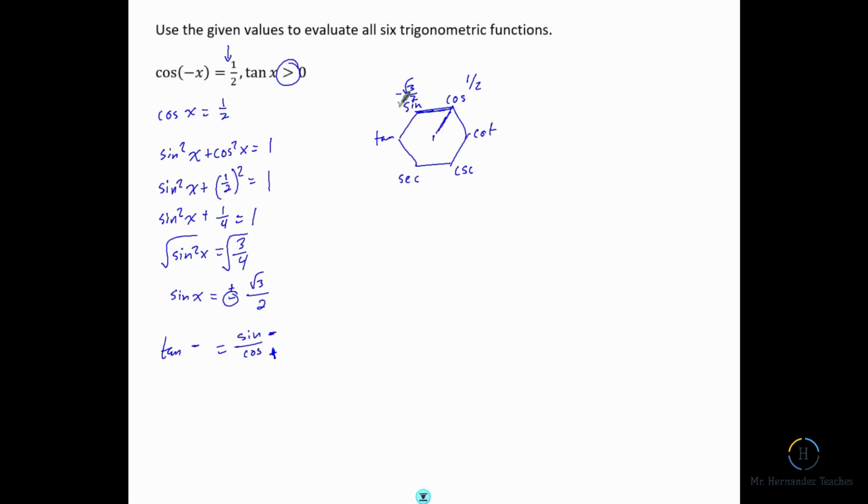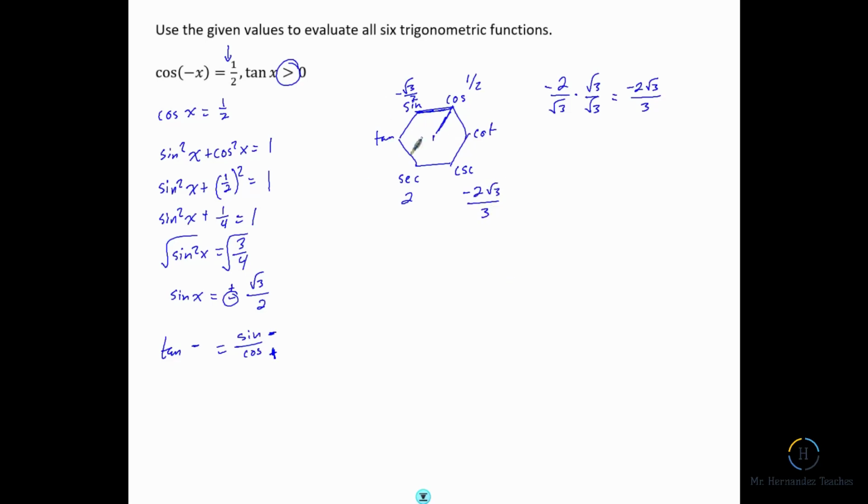Well, moving forward, the secant is going to be the reciprocal of cosine, so all I have to do is flip this, so 2 over 1 or just 2. And then cosecant is going to be the reciprocal of sine, so I just need to flip negative square root of 3 over 2, so negative 2 over square root of 3. Except here, I have to rationalize the denominator, so multiply that by the square root of 3 over the square root of 3. Well, what do we get from this? I'm going to get negative 2 square root of 3 divided by 3. So square root of 3 times square root of 3 is 3, and that's going to get us cosecant. Negative 2 square root of 3 divided by 3.